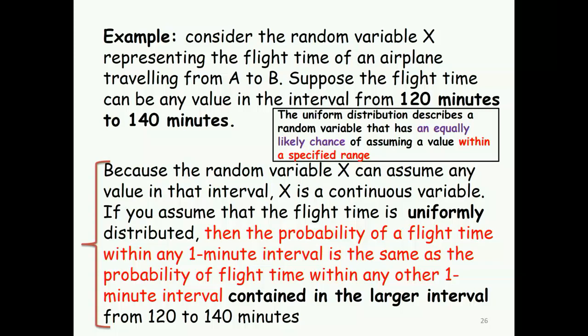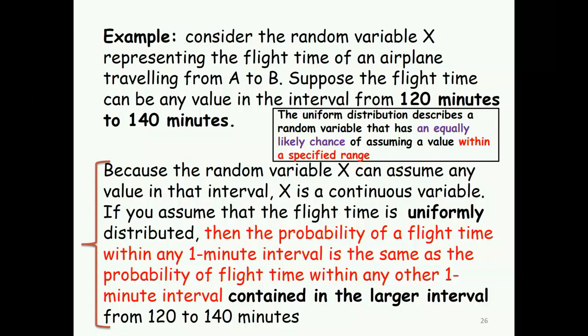So any time between this is an example. You could make it 2 minutes, you could make it 3 minutes. But as long as you have the same interval, the probability would remain the same. That's why it is called uniform. So we are assuming that it is a uniform distribution. I am not saying that the flight time is always uniform, but we are making an assumption.